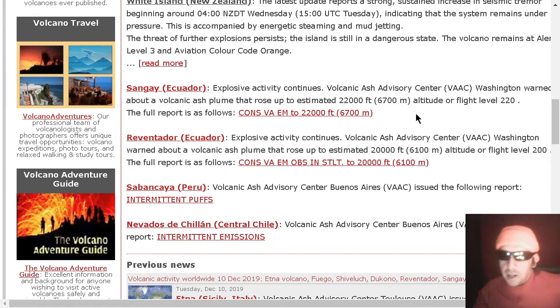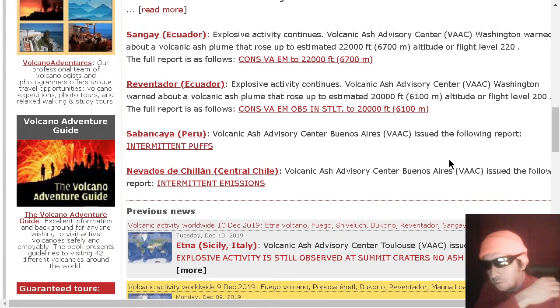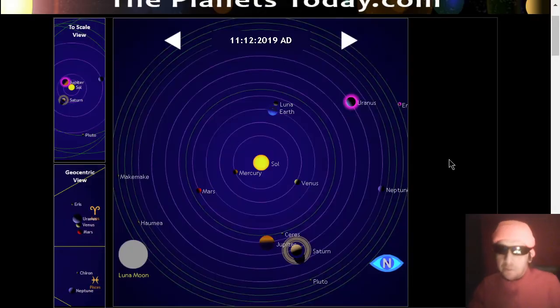Anyway, Sangay producing a 22,000-foot ash plume as it explodes. Reventador also exploding. Flight level 20,000 there. Intermittent puffs at Sabancaya and intermittent emissions at Nevados de Chillán. Please don't pull Volta Caldera.